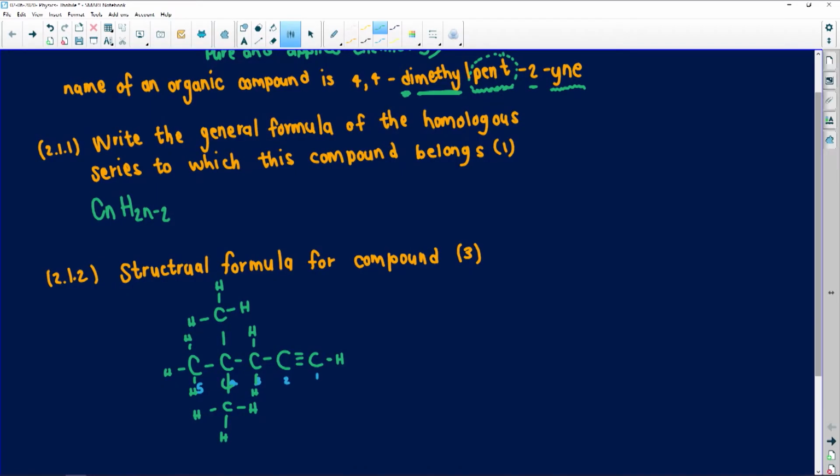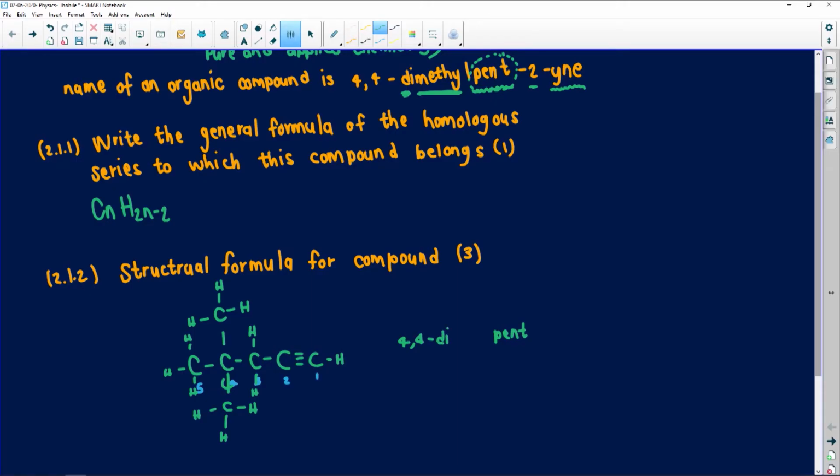Let's see if we have named this one correctly. My longest chain is 5, which is 1, 2, 3, 4, 5, which is pent, right? And where are my side chains? On carbon 4, I've got 4, and again on 4, I've got another side chain, 4.4. When we've got 2 of the same things on the 4th carbon, what do we call it? We call it di. What is on the side chain? We have methyl, and then we've got pent, and then where's our triple bond? Our triple bond will have to be on the 2nd. There, this one must not be here. It must be on my 2nd carbon.